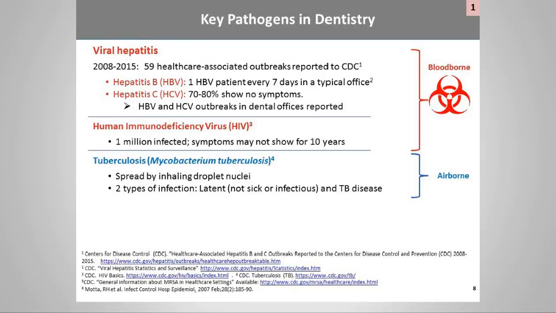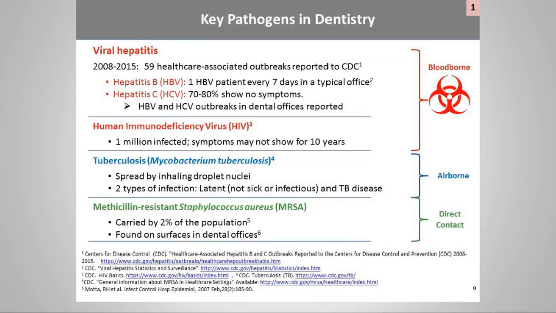Tuberculosis. Tuberculosis doesn't get a lot of discussion in dental offices, but it is an airborne disease. It's spread when people cough or sneeze or laugh, or aerosols are developed in the office. And there's latent TB, where people aren't actually sick and they're not infectious, and the actual TB disease itself. All pathogens you have to be concerned with in dentistry, as well as MRSA, or methicillin-resistant Staph aureus. It's carried by 2% of adults, and it is found on surfaces in the dental office. In fact, some slides I'm going to show you in a little bit, you'll be surprised what a high percentage of offices test positive for this.